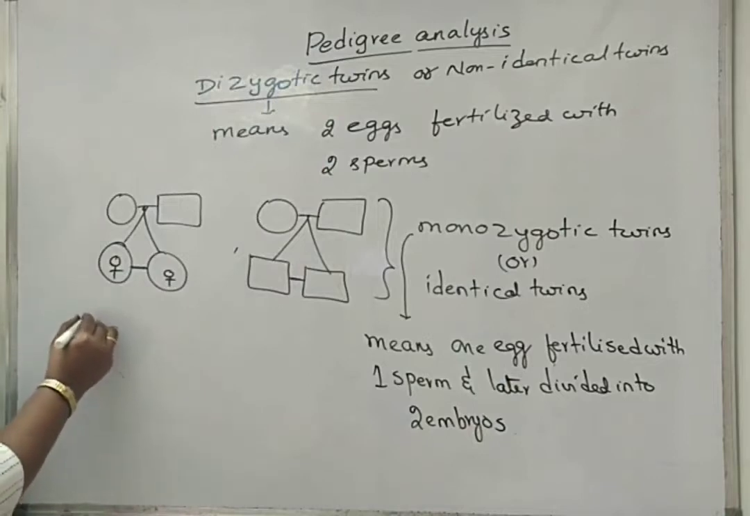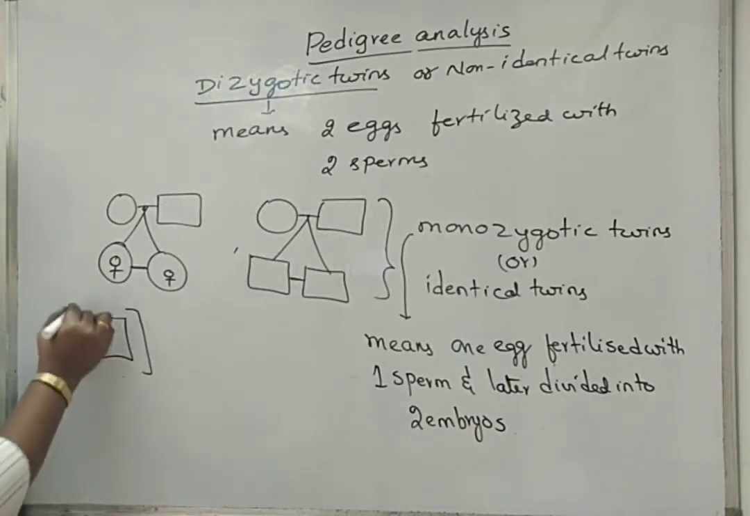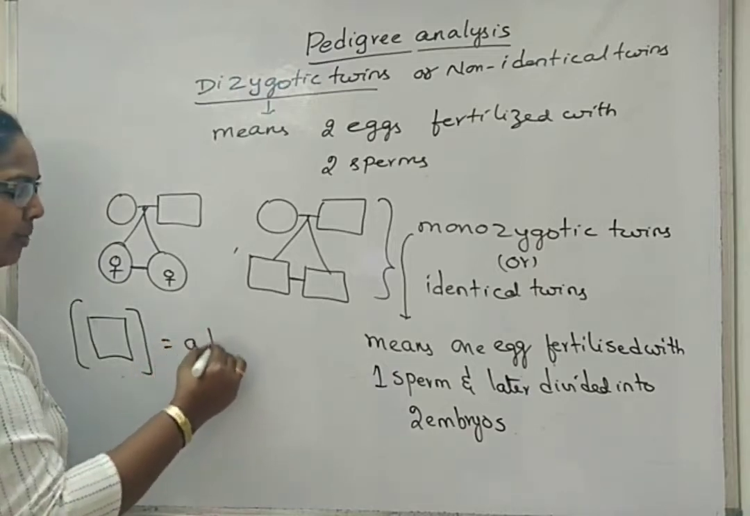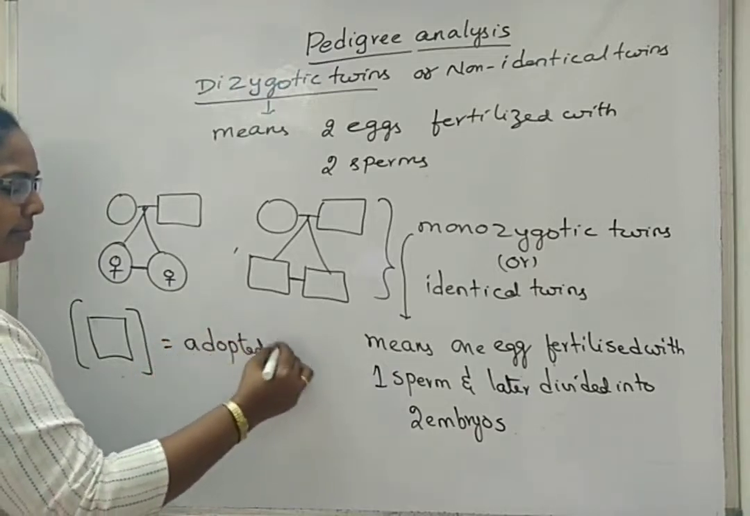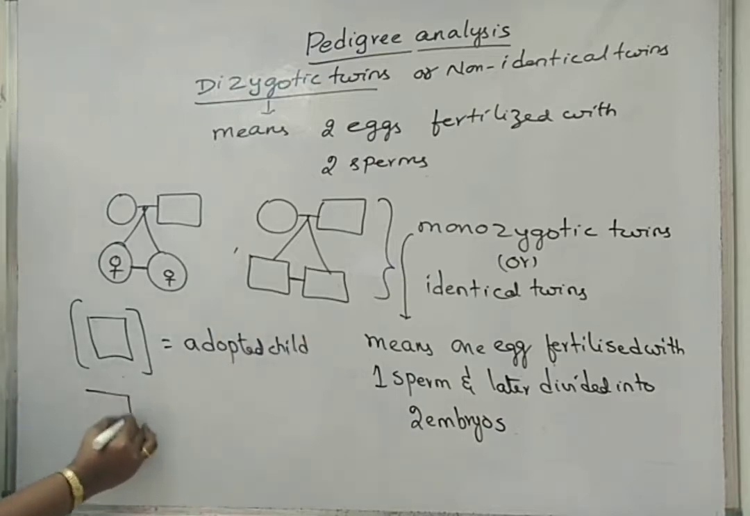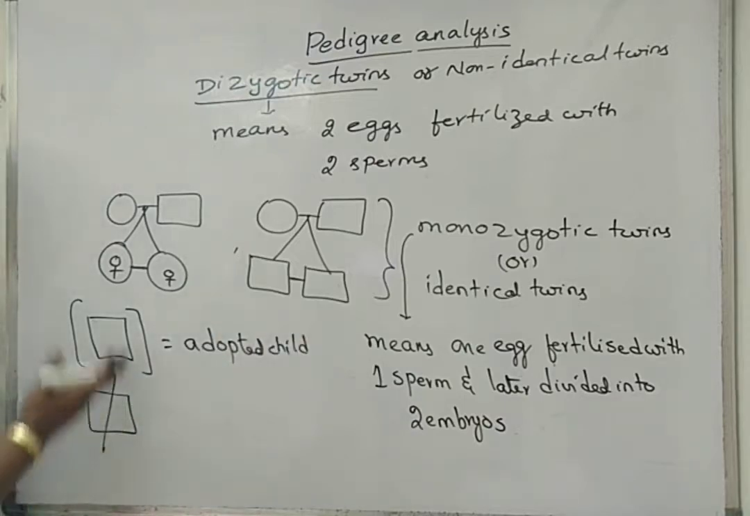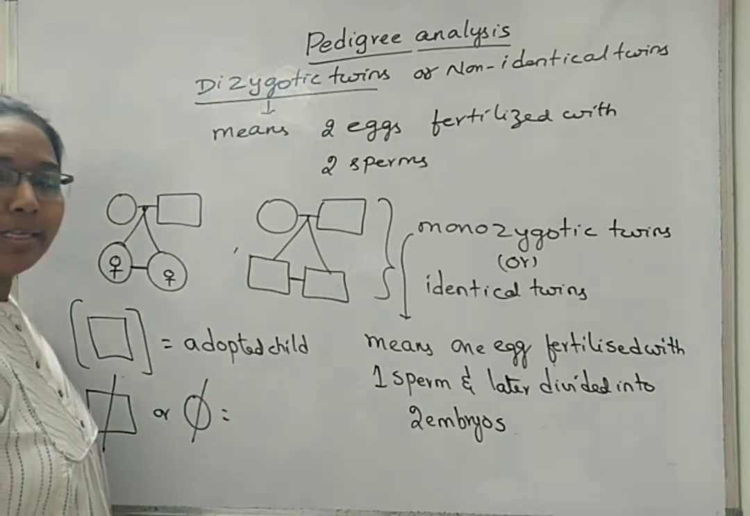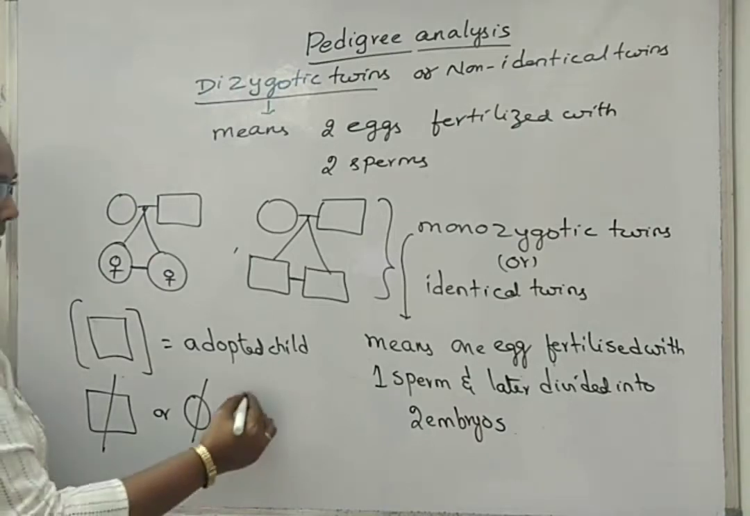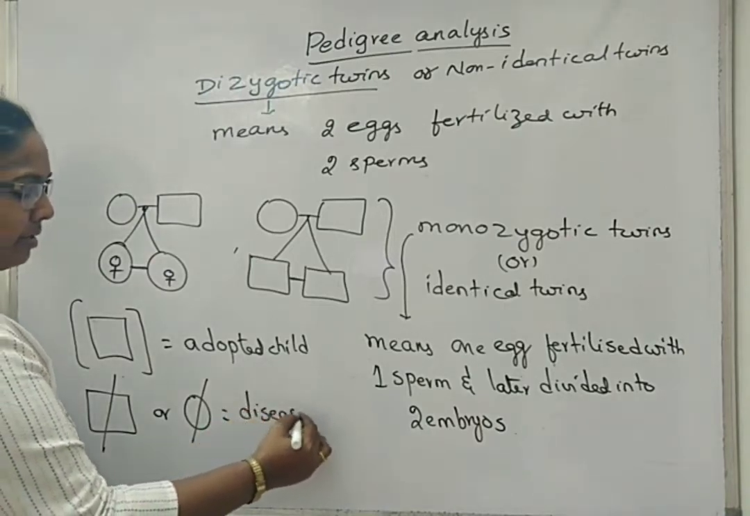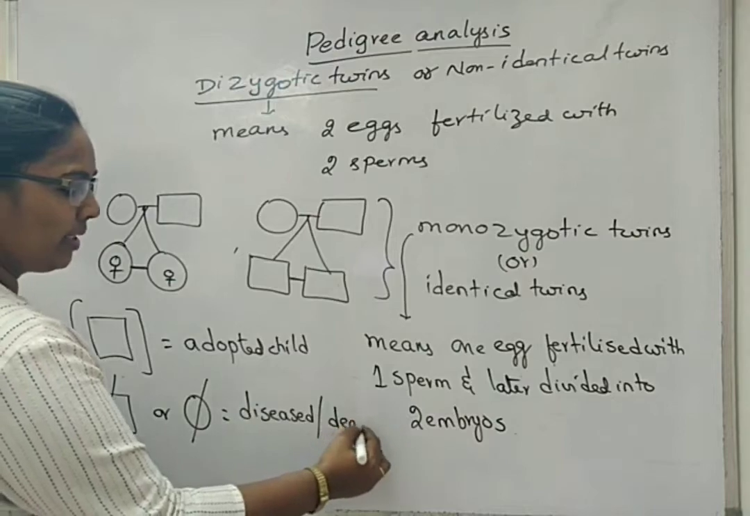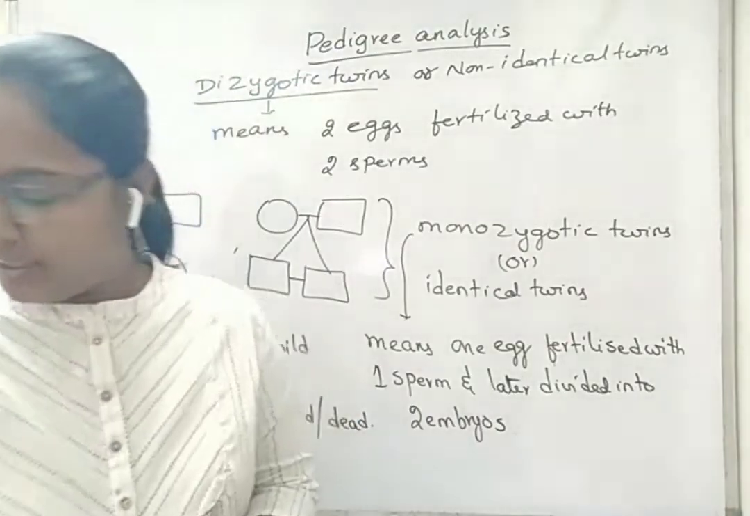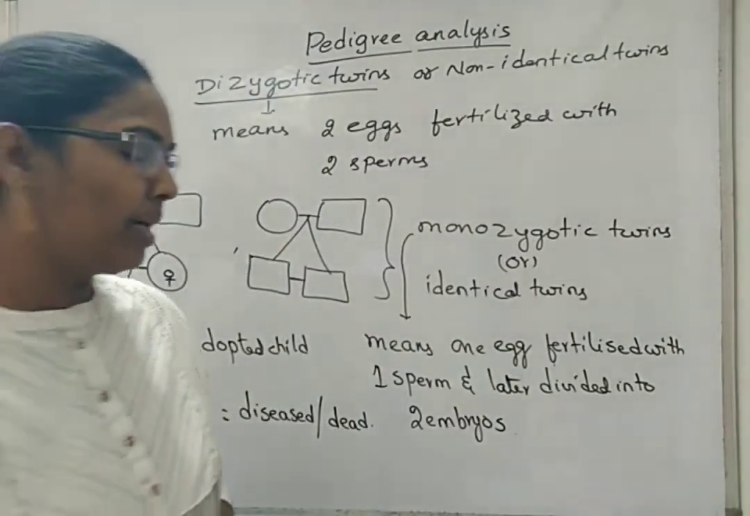Now, another representation in pedigree analysis: a square box given like this or a circle given like this, we call it an adopted child. Now, if the square box is given a slope line like this, or a female like this, the chart is explaining a deceased or dead male or female. In this pedigree analysis, we can hear about another term, that is freemartins.